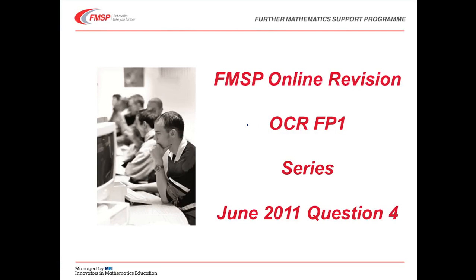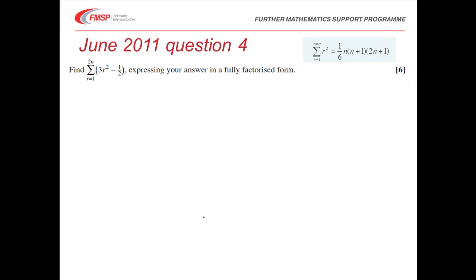This session is for OCR FP1. The topic is series, and we're looking at June 2011, question 4. In the question, we're asked to find the sum from 1 to 2n of 3r squared minus a half, expressing your answer in a fully factorised form. And for this question, there are 6 marks.